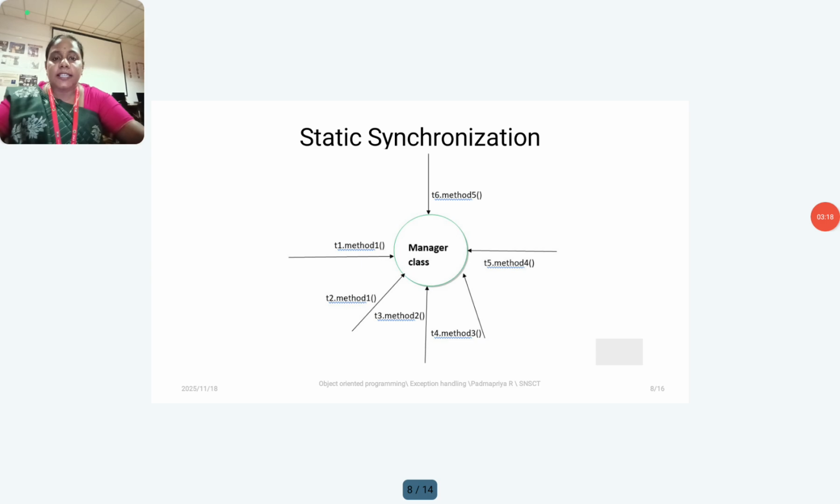This is the static synchronization manager class. T1, T2, T3, T4, T5 and T6 are nothing but thread 1, thread 2, thread 3, thread 4, thread 5 and thread 6. This is the static synchronization.